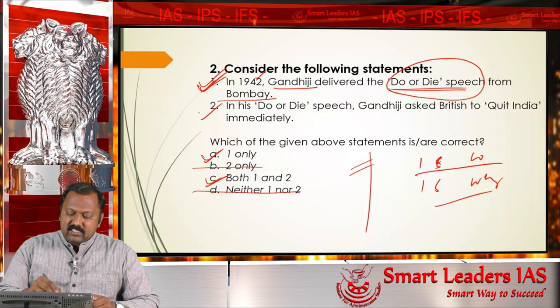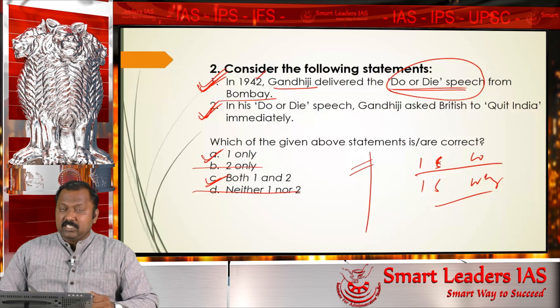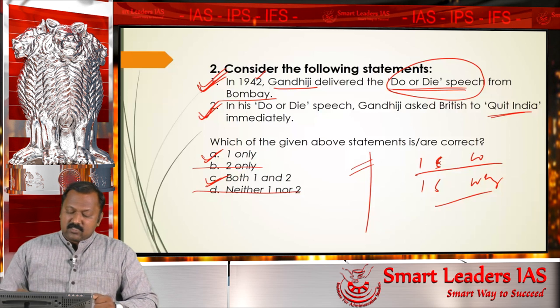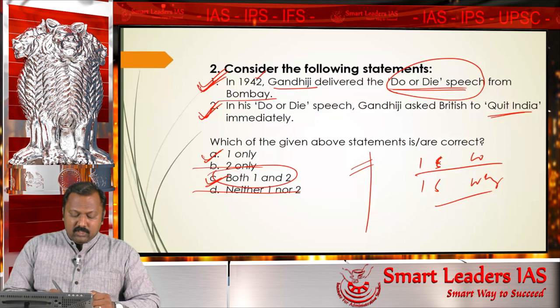Now I will go to the second statement. In this Do or Die speech, Gandhi asked the British to quit India immediately. Yes, he asked the British to quit India immediately. That is also correct. So here the correct answer is both 1 and 2. We will go to the next type of question.